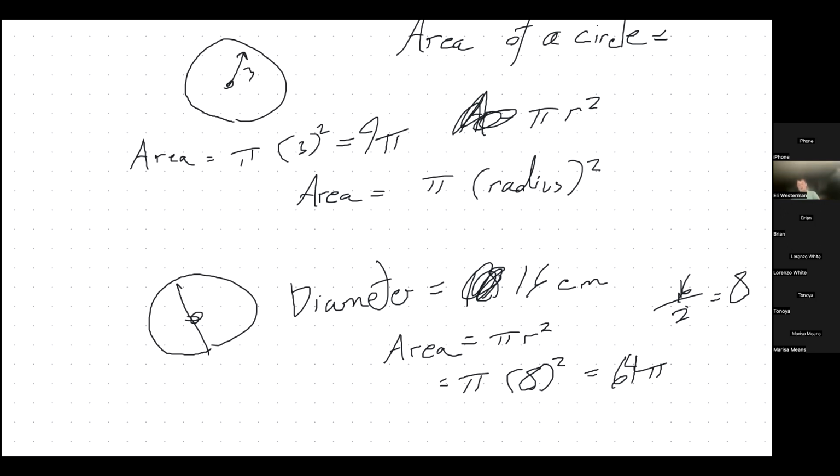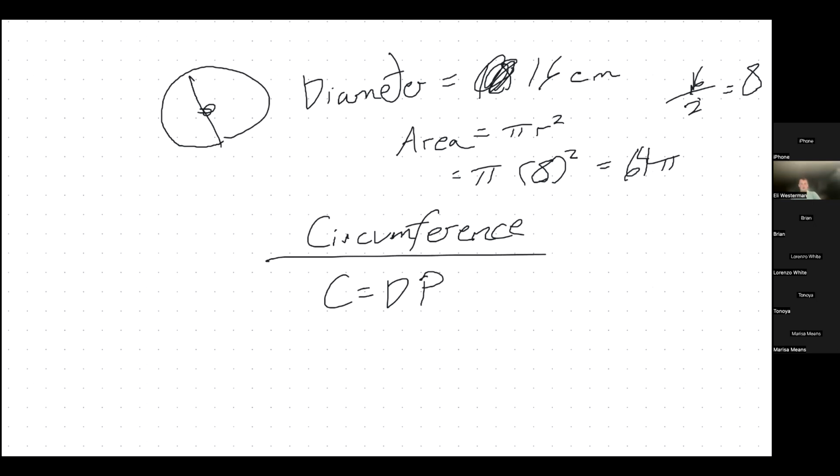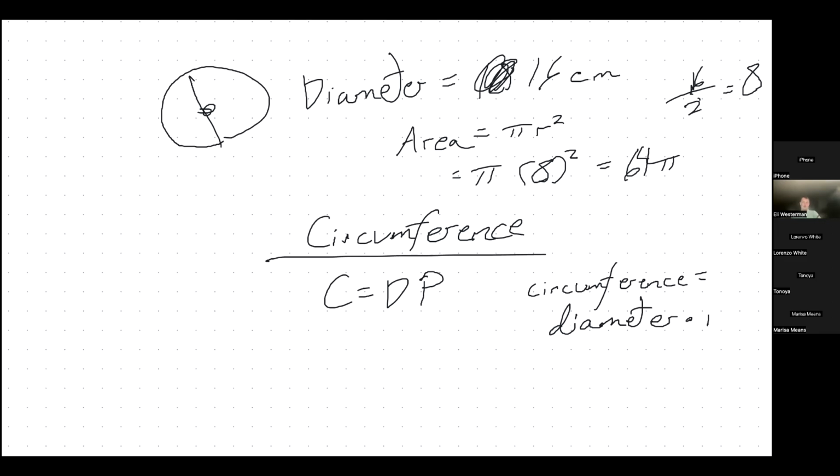Now let's talk about circumference, the formula. And the formula for circumference, and this is something you just need to memorize, is C equals d pi. Circumference, I hate writing this word, it's so long. Circumference equals diameter times pi.